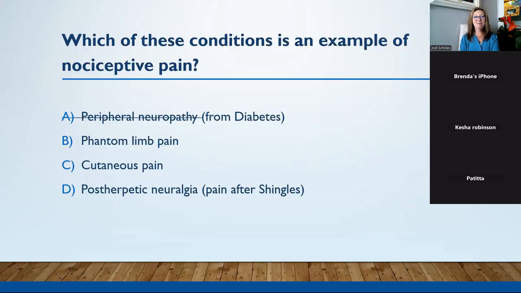This is a tricky one. All right. Which of these conditions is an example of nociceptive pain? B, phantom limb pain. C, cutaneous pain. D, post-herpetic neuralgia. Pain after shingles, after the shingles virus. Make it your best guess. 3, 2, 1, go.